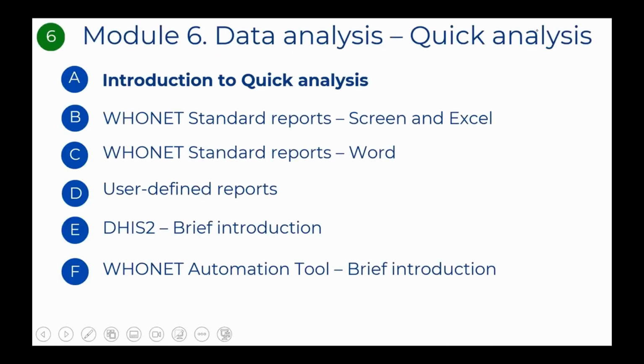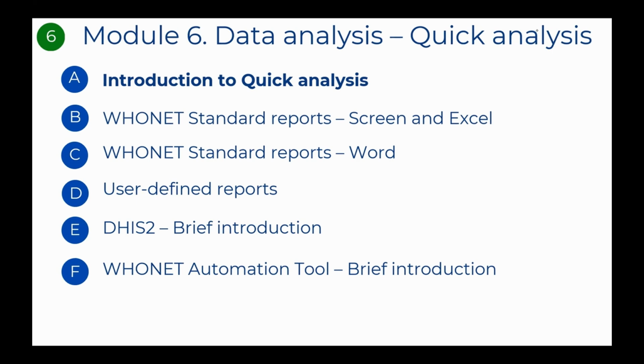In Modules 4 and 5, you have seen the features for interactive WHONET analysis, where you choose the organisms, antibiotics, and filters and view the results. We will now move on to Quick Analysis, where the analysis details and options are defined in advance, either by the WHONET team in Boston or by your local staff.